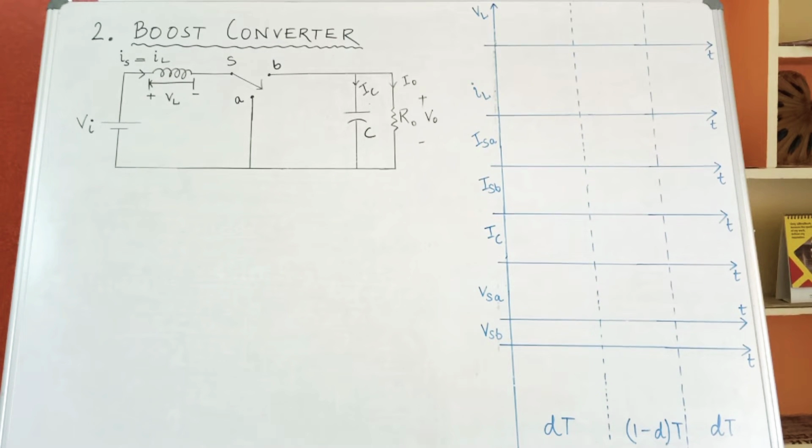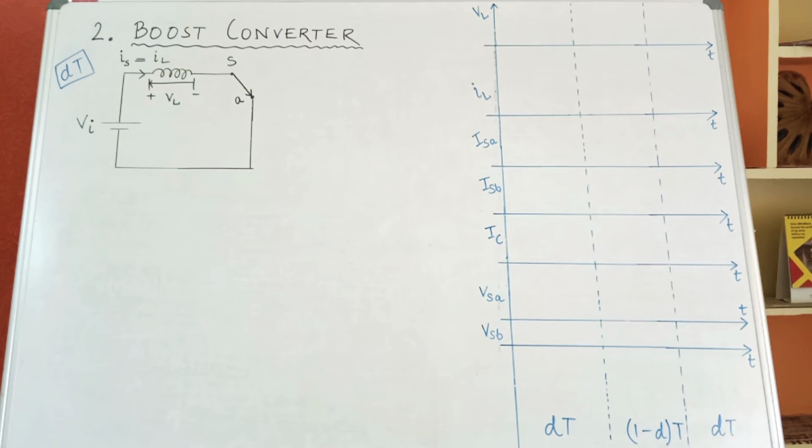Please assume all the directions of current, that is IL, IC and I0, shown in the circuit to be positive. And if the current IL is in the direction as shown in the figure, then the left hand terminal of the inductor will be positive and the right hand terminal will be negative. So this inductor voltage drawn in the figure will be treated as positive. Now next we will analyze the circuit during two positions. One is dT, that is T on, and the other one is (1 minus D) into T, that is T off period, like we had analyzed during the buck converter.